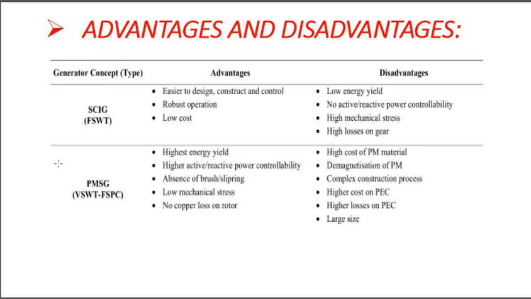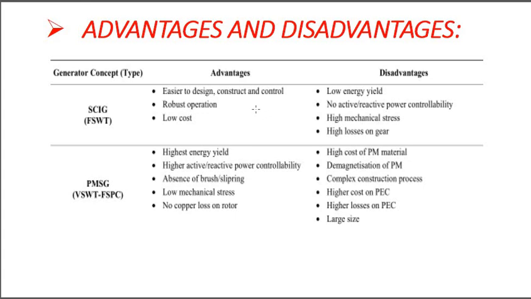Now, advantages and disadvantages for all the generator types. So, first one is SCIG, squirrel cage induction generator. Advantages: first, easier to design, construct and control. Robust operation, low cost. Now, disadvantages: low energy yield, no active reactive power controllability, high mechanical stress, high losses on gear.